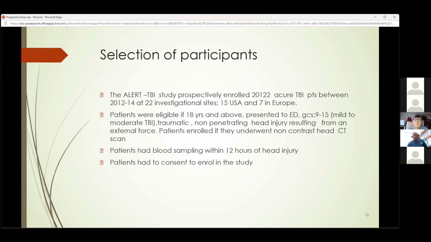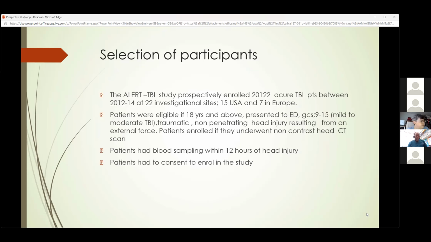So this study was broad-based, multi-centered, and it actually captured all the subjects who were 18 years and above, who had presented in A&E with a range of Glasgow Coma Scale of 9 to 15, having non-penetrating head injury resulting from external force. Patients were enrolled if they underwent non-contrast CT scan. The blood sampling was done within 12 hours of head injury. I think we shall come to that timing.